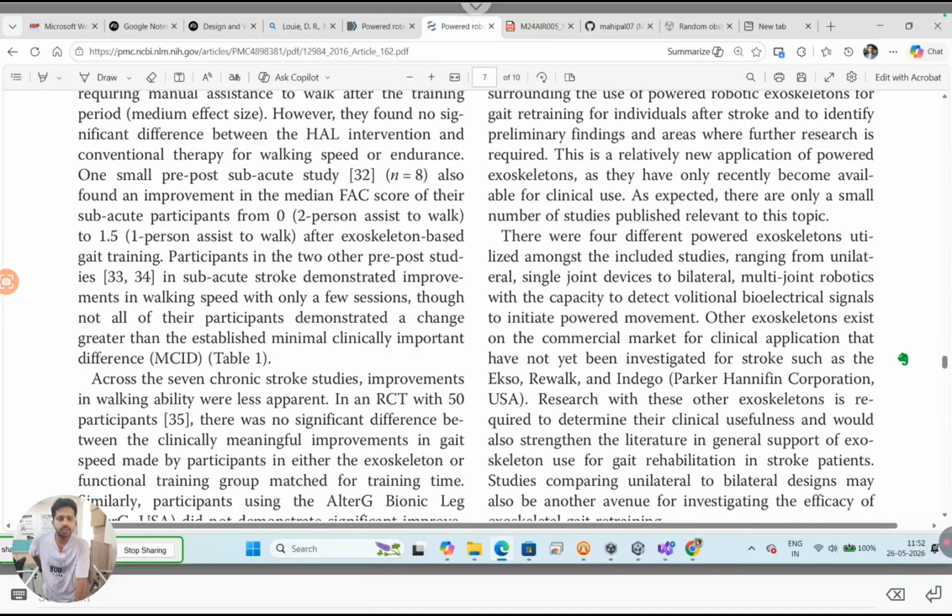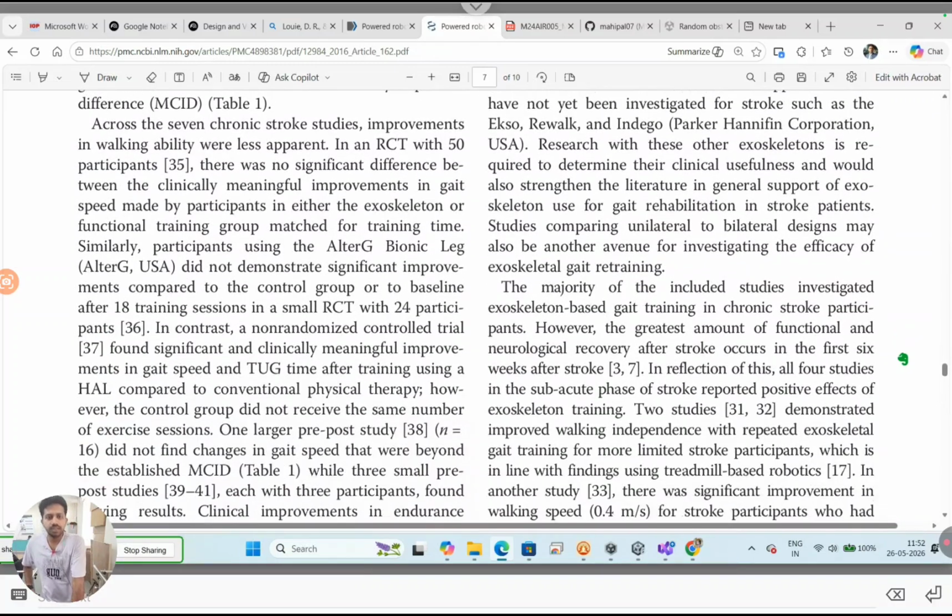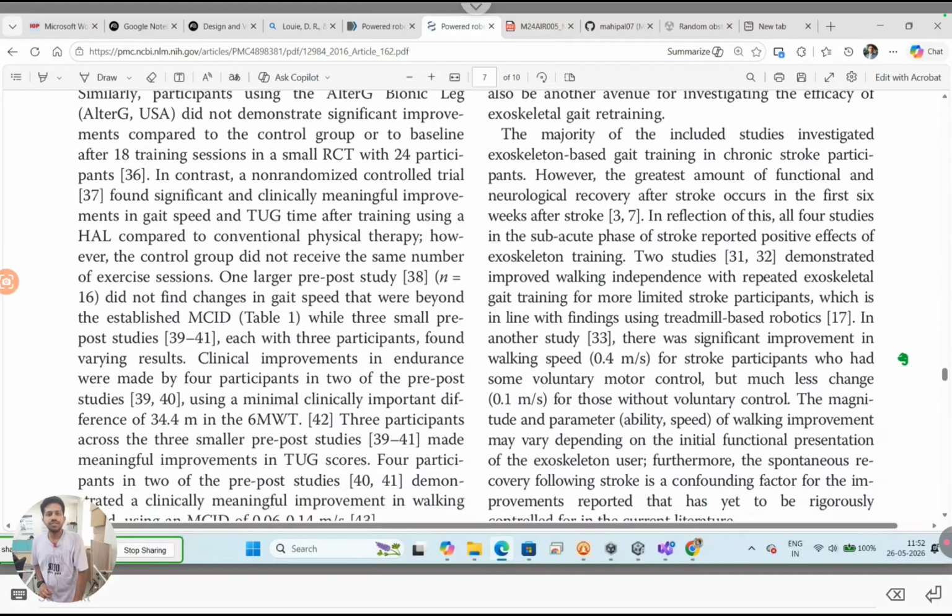Research with these authorized exoskeletons is required to determine their clinical usefulness and would also strengthen the literature in general in support of exoskeleton use for gait rehabilitation in stroke patients. Studies comparing unilateral and bilateral design may also be another avenue for investigating the efficacy of exoskeletal gait training. The majority of the included studies investigated exoskeleton-based gait training in chronic stroke participants.